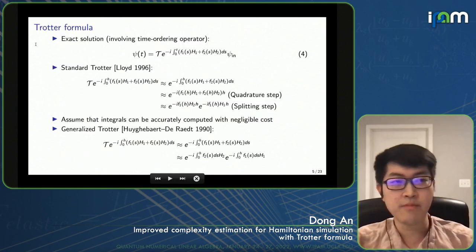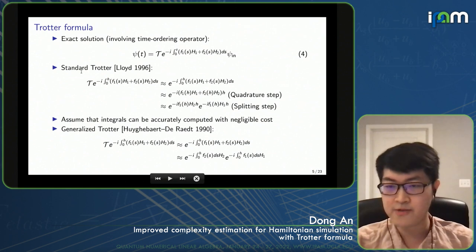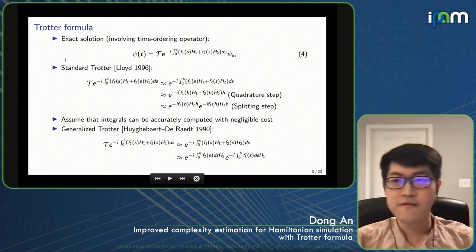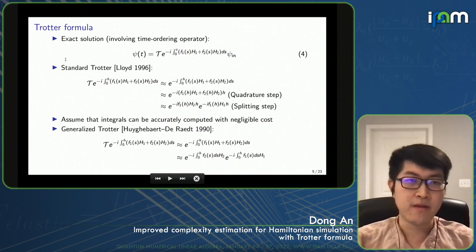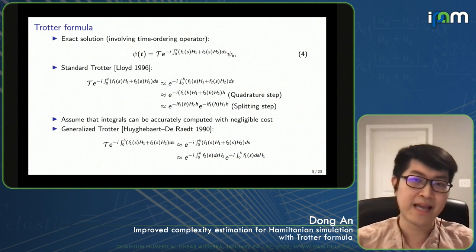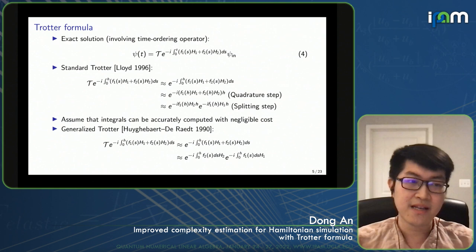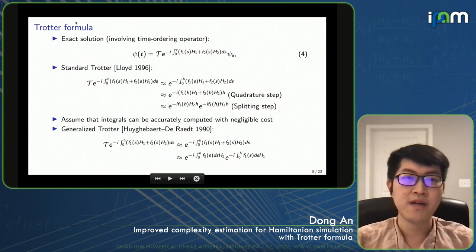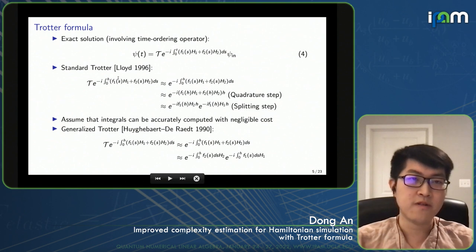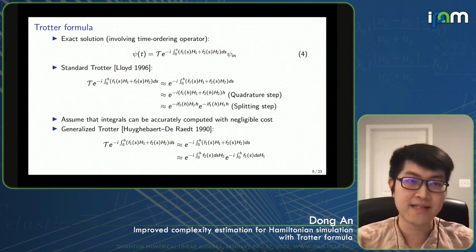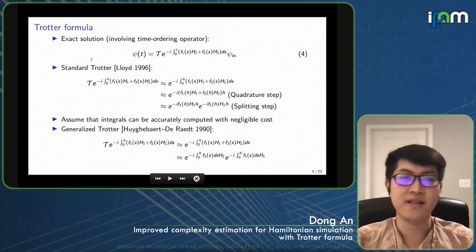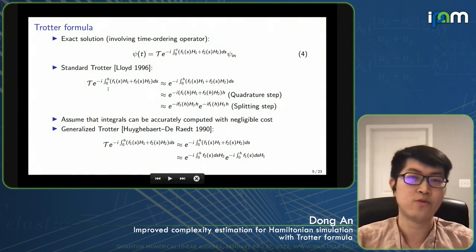So here's a brief introduction to the Trotter formula. I guess most of us are more familiar with the Trotter formula for the time-independent case, but for the time-dependent case there are some slight differences. The main difference is that for the time-dependent Trotter formula we actually have two classes of Trotter formula. We call them standard Trotter and generalized Trotter.